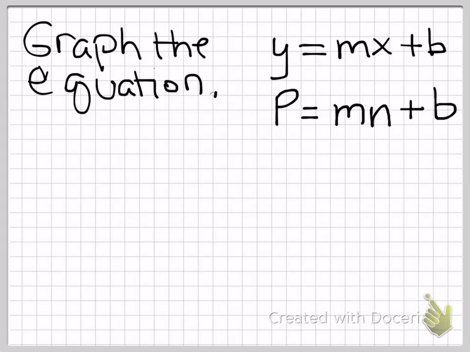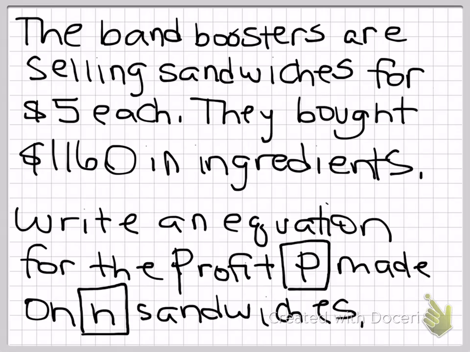Now we need to look for the slope and the y-intercept. So for the slope, we're going to look for a rate. And if we look at this problem, it says the Band Boosters are selling sandwiches for $5 each. That is a rate. So sometimes you'll see the word per or for each. Okay, that would indicate that it's a rate. So that's going to go in for M.